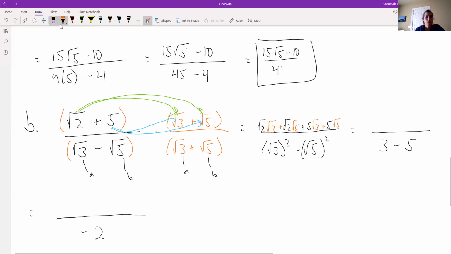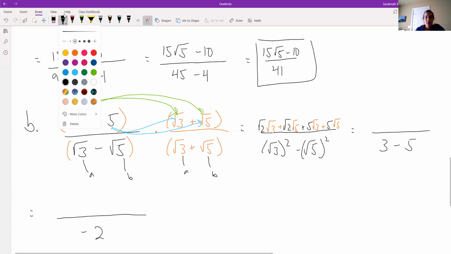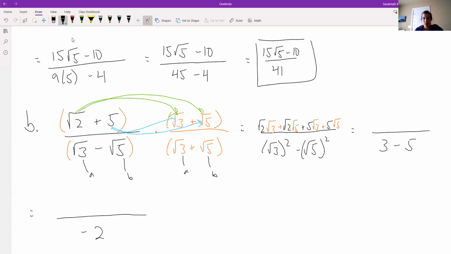So this mess that we've created up top, we need to simplify it a little bit. 2 times 3 is 6, so I have a square root of 6. 2 times 5 is 10, square root of 10. This is a whole number 5 outside of the square root of 3, and this is a whole number 5 outside of the square root of 5.